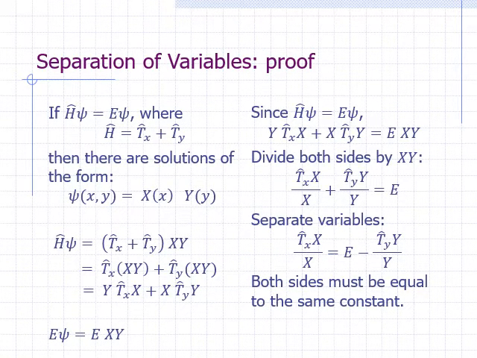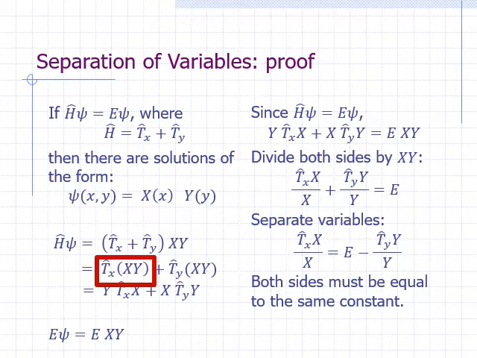Here's the proof. We start with our 2-dimensional Schrödinger equation, H hat psi equals E times psi. For H hat psi, we substitute T sub x hat plus T sub y hat for H hat, and substitute the product of functions X and Y for psi. The rule for sum of operators says that we can apply each operator separately, then add the results. Let's take a look at the first term here. We know T sub x hat only affects variable x. As far as this operator is concerned, function Y is a constant.